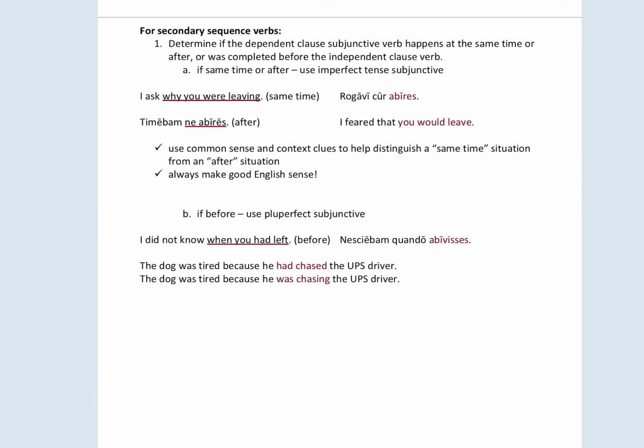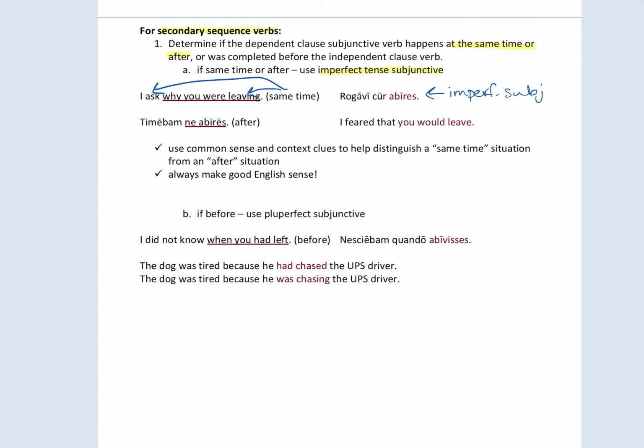Now, let's do secondary sequence. So if the main clause verb is from the secondary sequence and the subjunctive verb in the dependent clause occurs at the same time or after the main verb, this means the action has not happened or is not finished at the time of the main verb, you would conjugate the dependent clause verb as an imperfect tense subjunctive. Okay, I ask why you were leaving. So the asking is going on at the same time as the leaving. And when you do that, we're going to do imperfect.